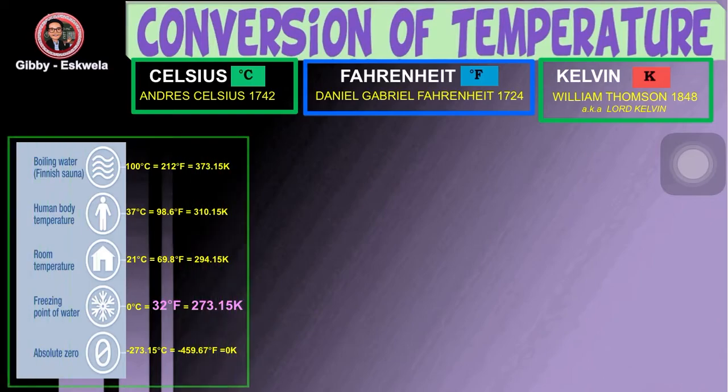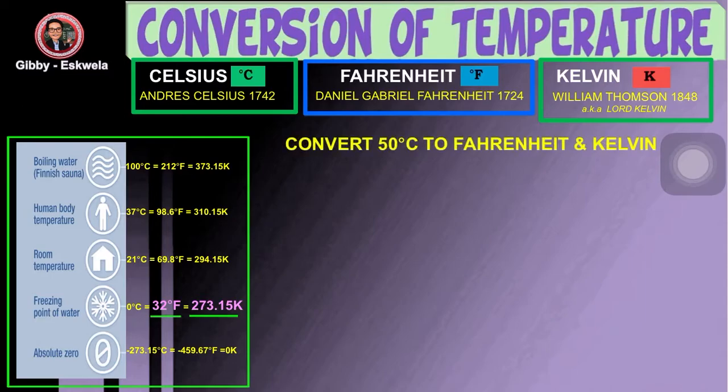Please take note of these facts about these three common temperature scales, especially 32 degrees Fahrenheit and 273.15 Kelvin, which are equal to 0 degrees Celsius, the point at which water freezes. These are the constant values we use every time we convert Celsius to Fahrenheit or Celsius to Kelvin.